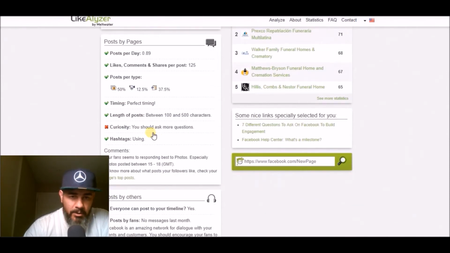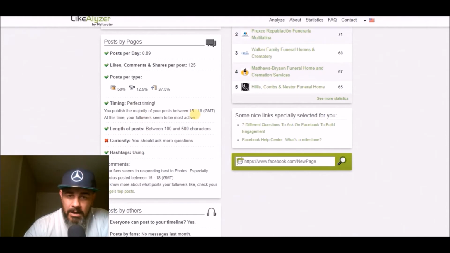And one of the ways you can do that, here's some stuff, the perfect timing. So it'll tell you the best time that your people interact on a page. That's when you should be posting. Length of post, what percentage is pictures, what percentage is video, what percentage is text, etc. And then it gives you, ask more questions because the engagement's low. That's going to get people engaging more.